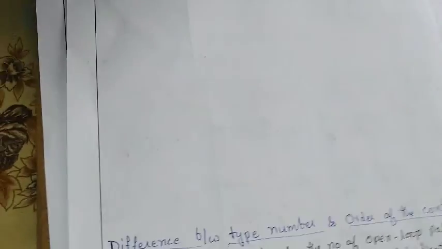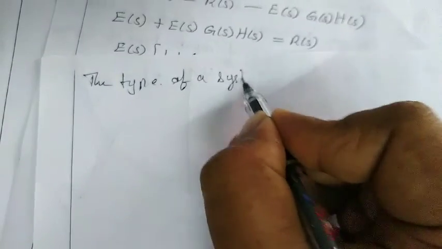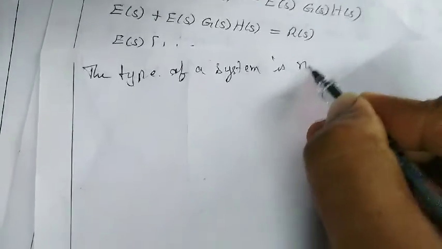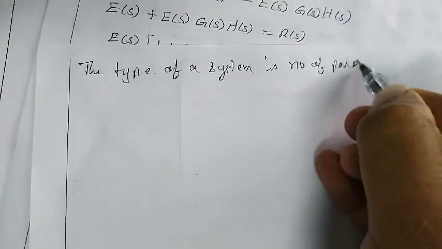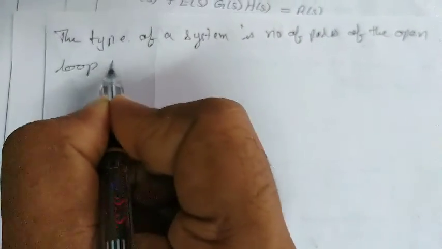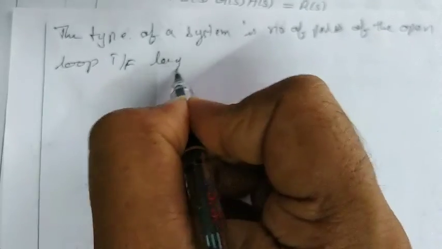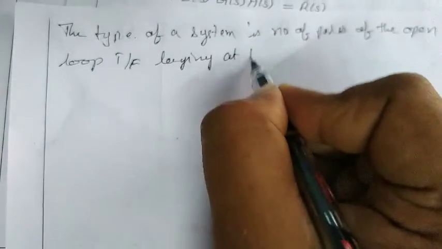From these two forms we will see what the type number actually is. The type of a system is the number of poles of the open loop transfer function lying at the origin.